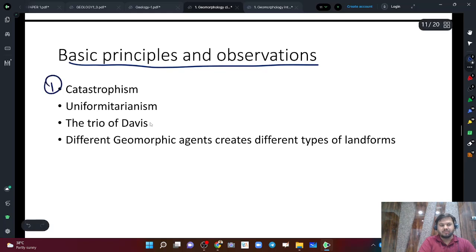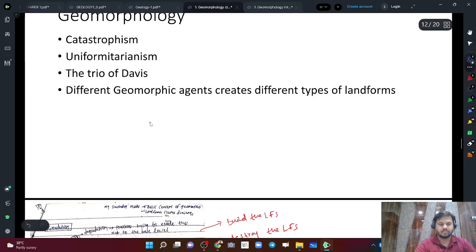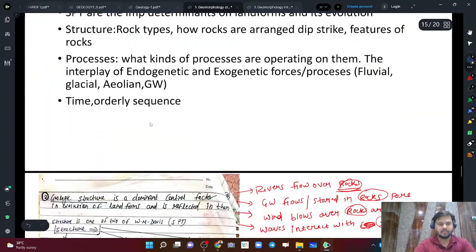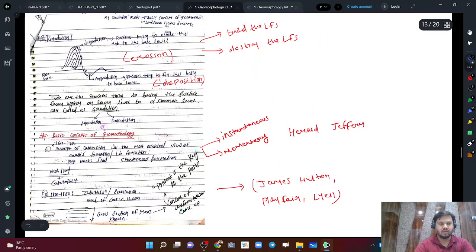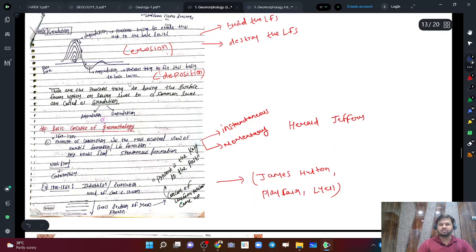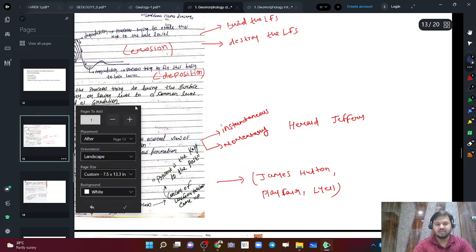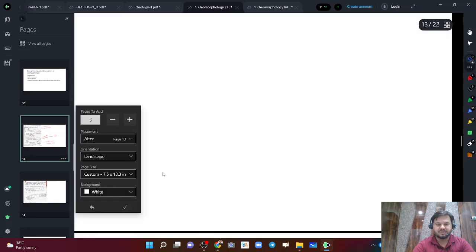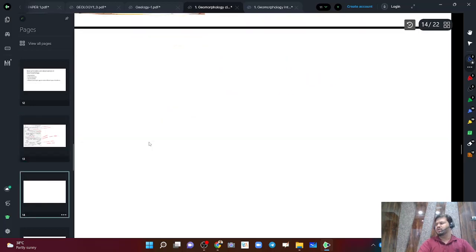So these are some basic principles. This I've written: catastrophism, uniformitarianism, and something like that, right? The most important scientific concept in geomorphology comes with the advent of a concept known as uniformitarianism, right? So before uniformitarianism, tell me, how does science develop?